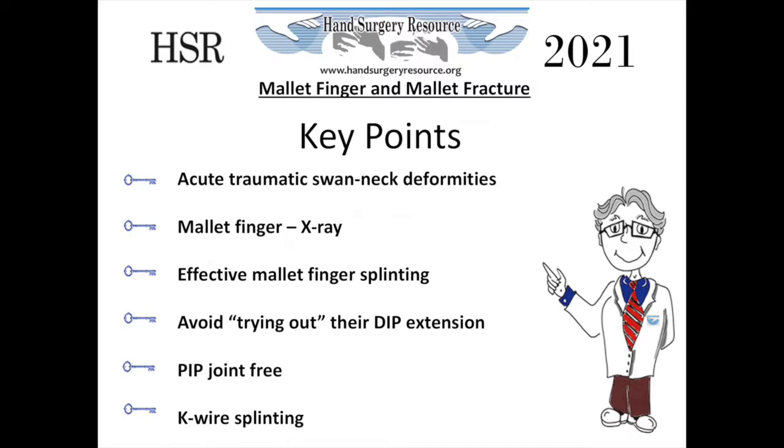Acute traumatic swan neck deformities must be carefully examined to determine if the deformity is secondary to a mallet finger injury or secondary to a PIP joint volar plate injury, or both. All potential mallet finger injuries should be x-rayed with AP, lateral, and oblique views obtained to rule out mallet fracture and to determine the size and displacement of such fracture fragments.